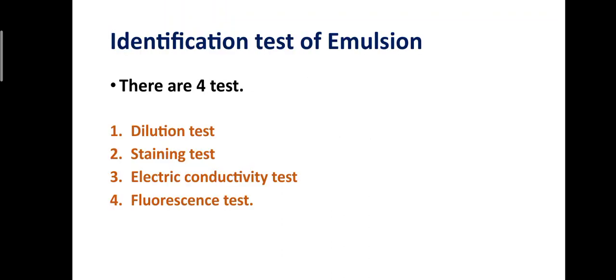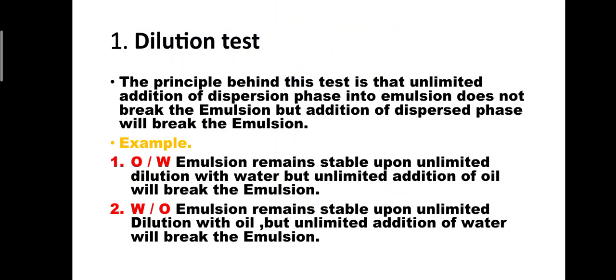Second point, identification tests of emulsion. There are four tests for identification of emulsion. These are the dilution test, second the staining test, third the electric conductivity test, and fourth the fluorescence test. These are the four tests which we use for the identification of emulsion. Let's see one by one in detail.